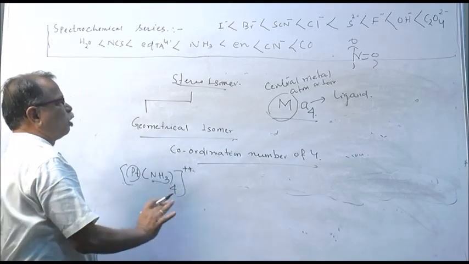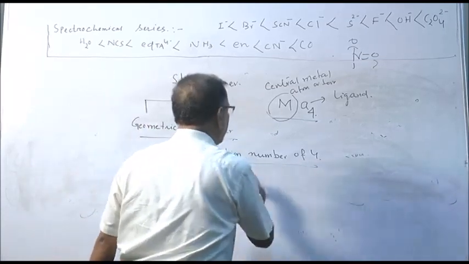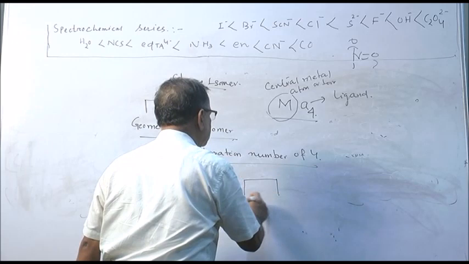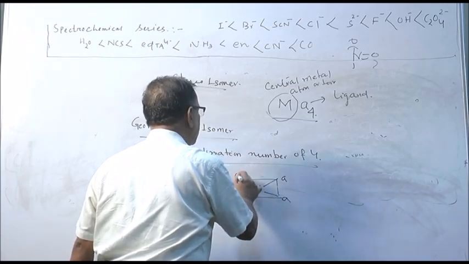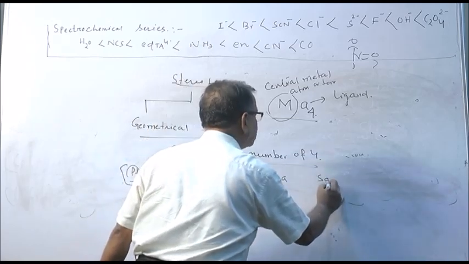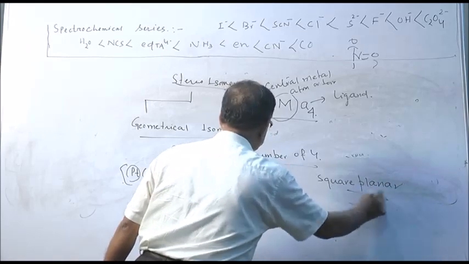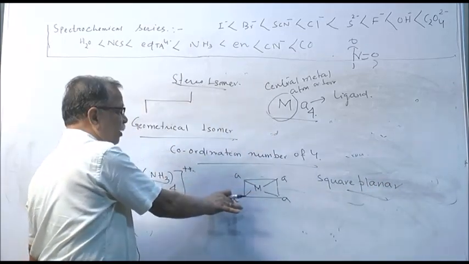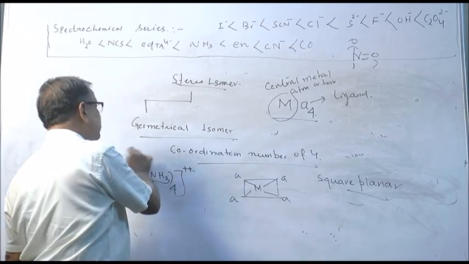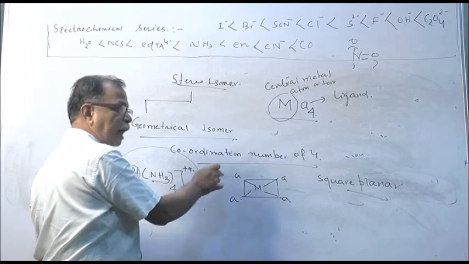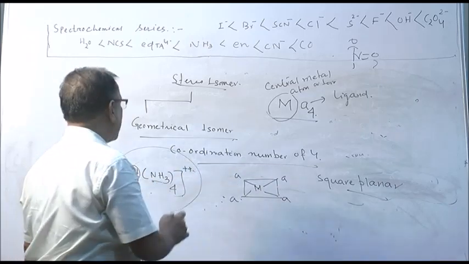So in Ma4 type, we get M with four A. It is only possible in square planar structure. We will see the square planar structure. However you interchange the ligands, you will get only one structure. So for Ma4, [Pt(NH3)4], we get only one structure, therefore it will not give geometrical isomers. Then Ma3B type.